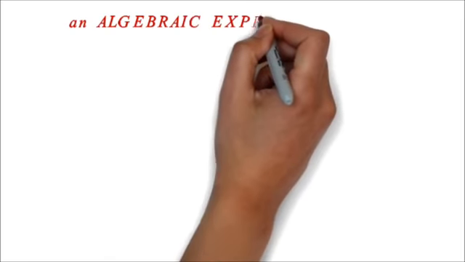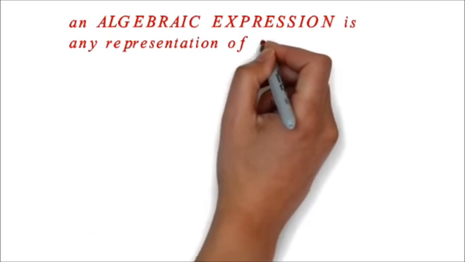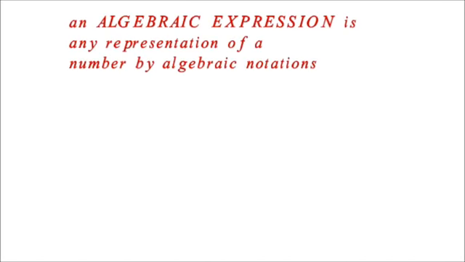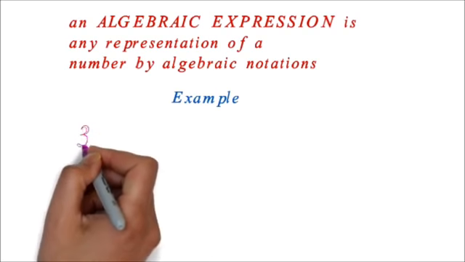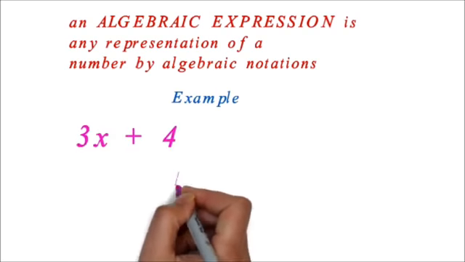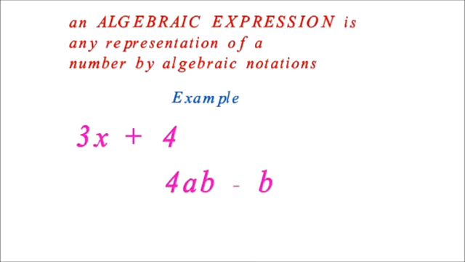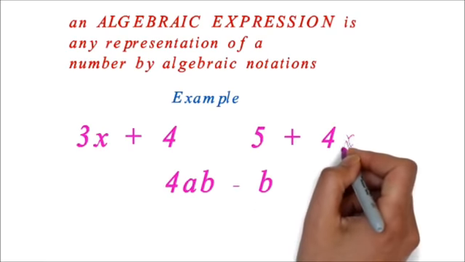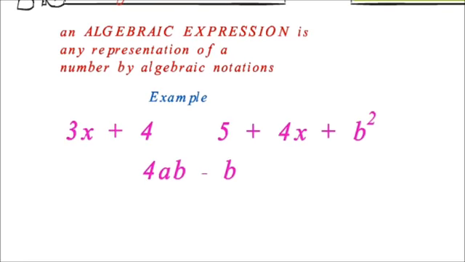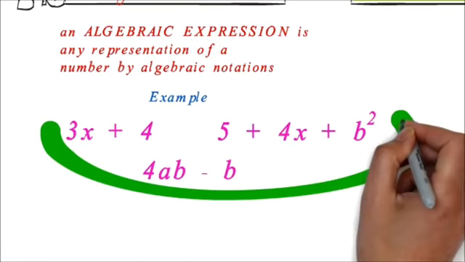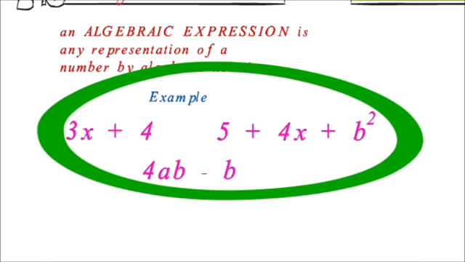Now, an algebraic expression is any representation of a number by algebraic notation. So we have some examples. 3x plus 4, 4ab minus b, 5 plus 4x plus b squared. So, any way we represented these numbers is an algebraic expression.